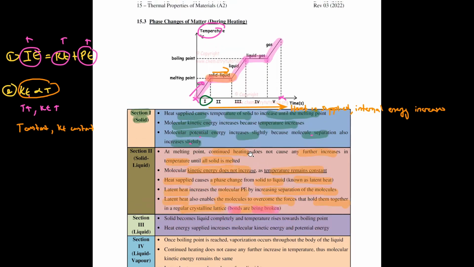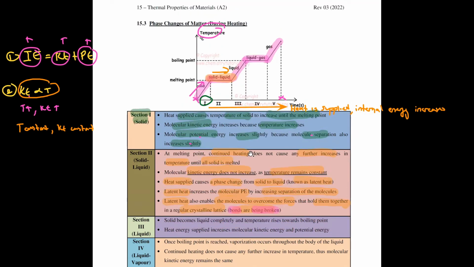You can actually deduce it from the melting section. Because you see, if I look at this one now, IE is Ke plus Pe, but I already established that Ke is no change.